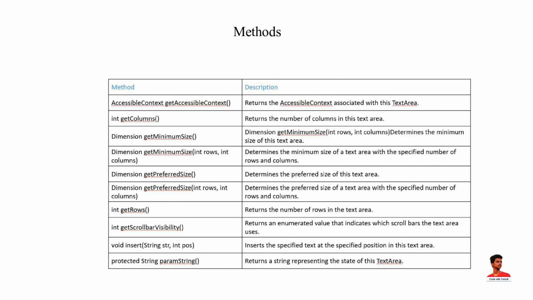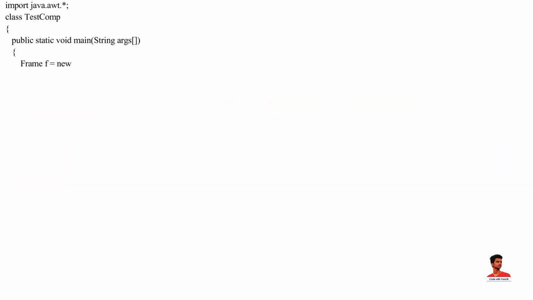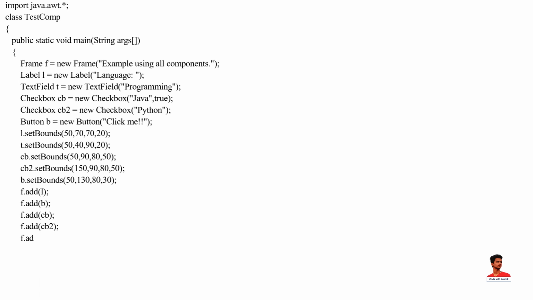Let's take an example which includes all of these components. In this example, we have created a class that extends all other classes of AWT package which are required to perform operations on components. Here, we have created a frame, label, text field, checkbox and button.